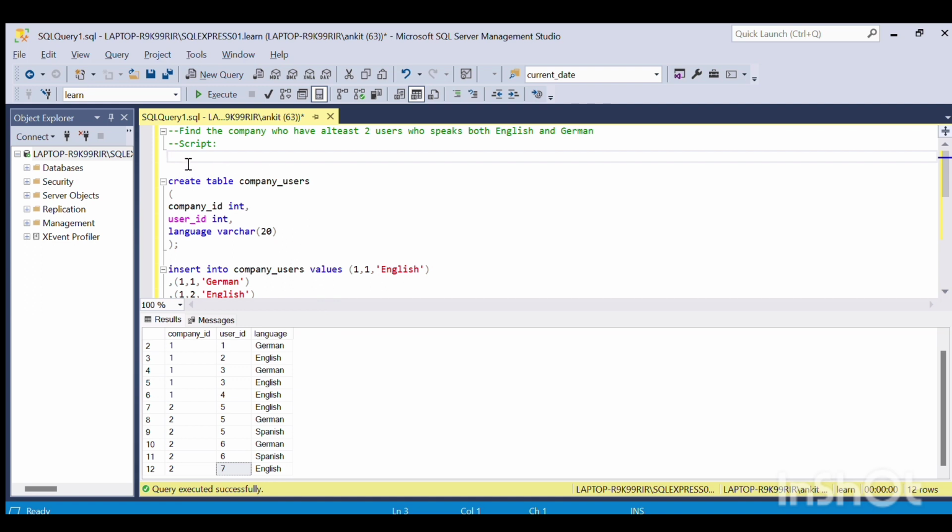Today I'm here with another interesting question from SQL, and it was asked in one of the Google interviews. It's an interesting one and quite an easy one. So let's see it. Okay.